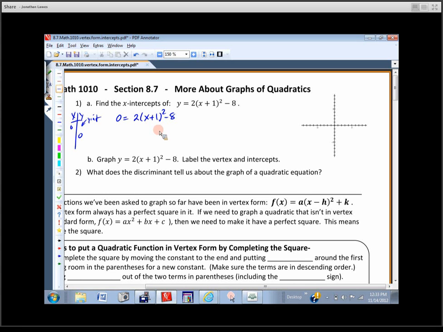Sid? Sid doesn't know. Jared, can I solve this using the square root property? If you get it by itself. If you get the perfect square by itself, you can.